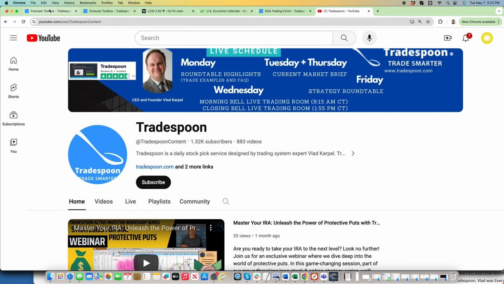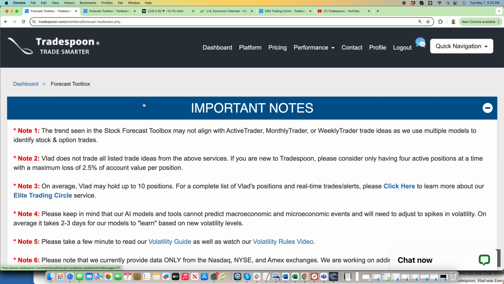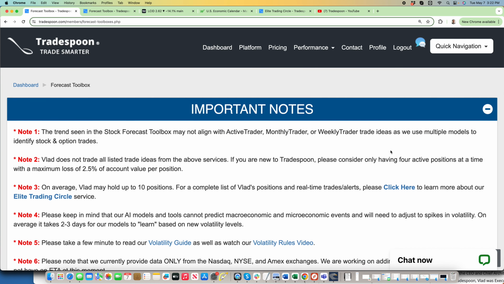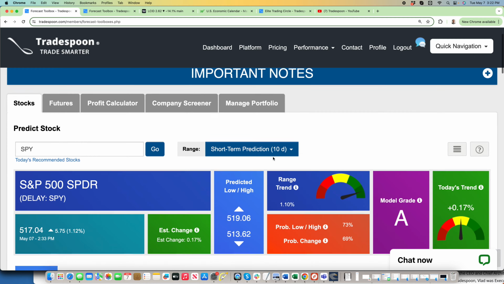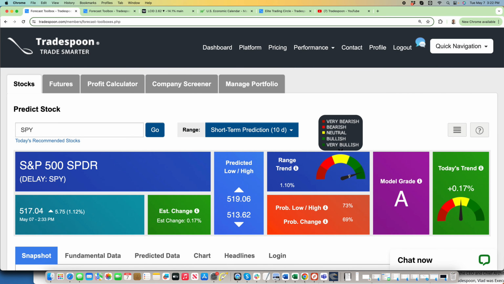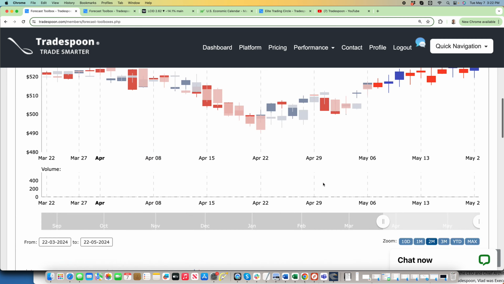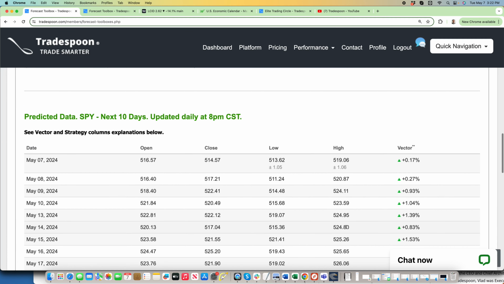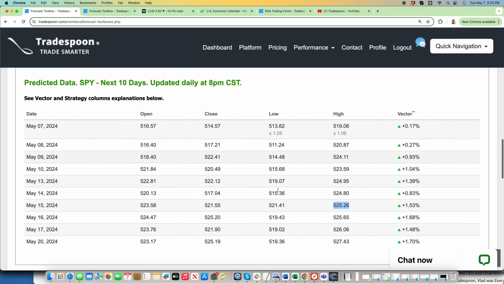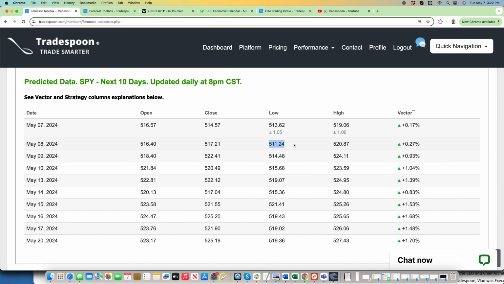All right, let's take a look. Stock Forecast Toolbox, our main model, basically shows that trend has turned bullish. We have a pretty sharp rebound above the 50-day moving average. We closed above the 50-day moving average 2 days in a row, uptrend. Model sees potentially retesting the new highs in the next 10 days and not much momentum below the 510 level.